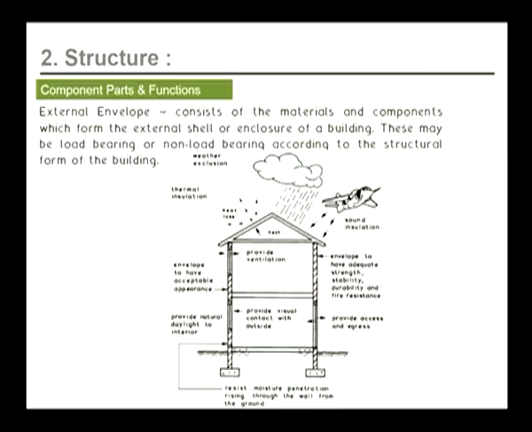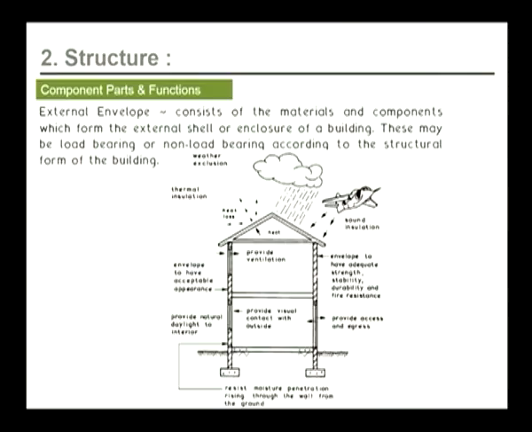Any man-made built environment would also have an external envelope. This external envelope consists of the materials and components which form the external shell or enclosure of a building. These may be load bearing or non-load bearing according to the structural form of the building. Here we see in this illustration, the external envelope protects us from the natural adversities.